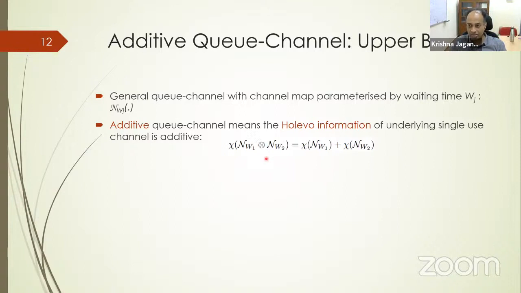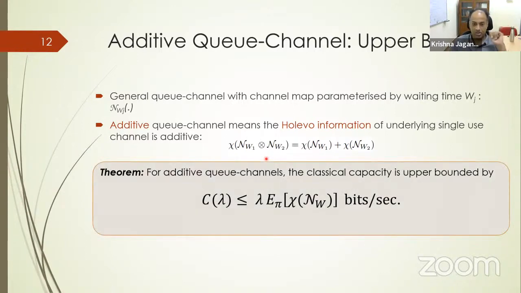So what we have is that for additive Q channels, we have an upper bound. Here is a theorem. For additive Q channels, the classical capacity is upper bounded by lambda times the expectation of pi chi of N_W. So chi of N_W for erasure channels is 1 minus P_W, and for other noises, it could be something else. This upper bound holds for additive Q channels. If the underlying channel model is not additive, we don't know. But this is true for additive Q channels. Erasure is additive, and there are many other physically relevant channels which are shown to be additive. For erasure, we have achievability also. We don't have achievability for generic additive Q channels.